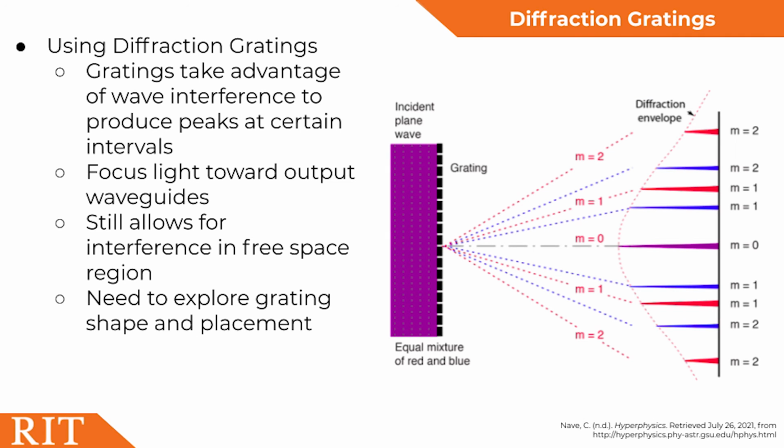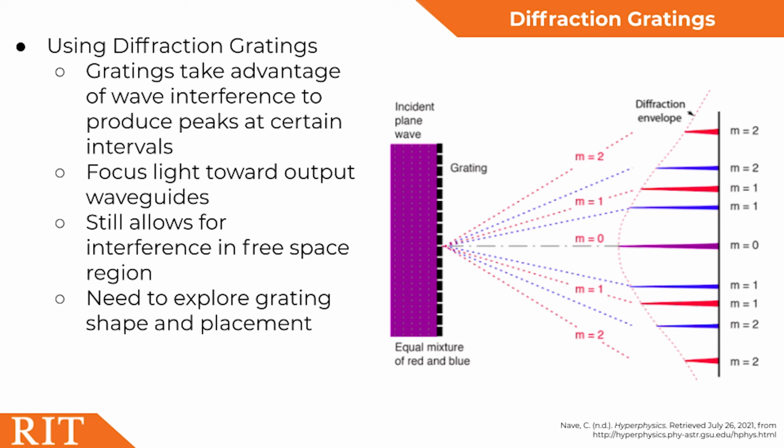So the most promising method is diffraction gratings. A diffraction grating is essentially a wall with a lot of slits in it. And when light passes through this, a plane wave passes through this wall of slits, then you get interference after it, where the light interferes with itself, and you get constructive interference and destructive interference. And as you can see in this diagram, there's constructive interference that produces peaks along this output plane.